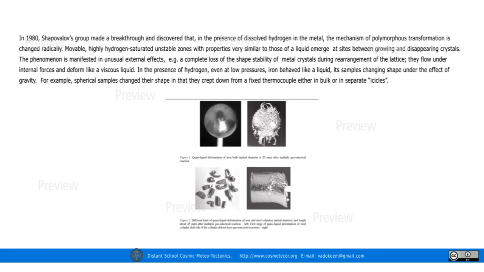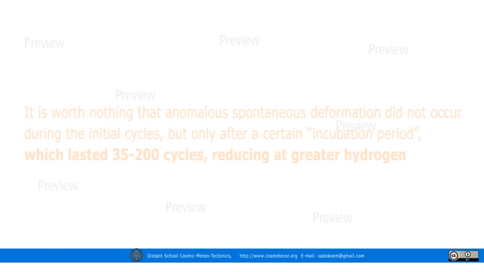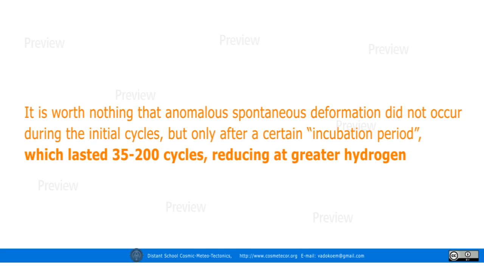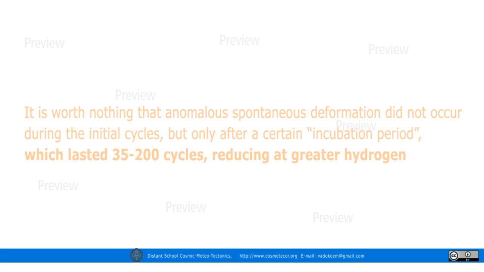In the presence of hydrogen, even at low pressures, iron behaved like a liquid, its samples changing shape under the effect of gravity. For example, spherical samples changed their shape in that they crept down from a fixed thermocouple, either in bulk or in separate icicles. It is worth noting that anomalous spontaneous deformation did not occur during the initial cycles, but only after a certain incubation period, which lasted 35 to 200 cycles, reducing at greater hydrogen pressures.